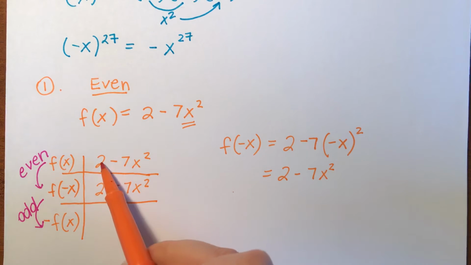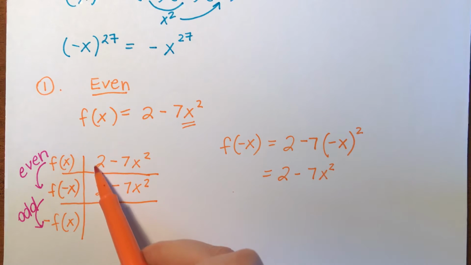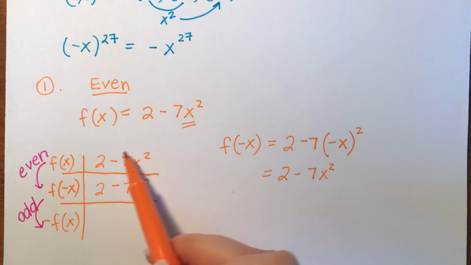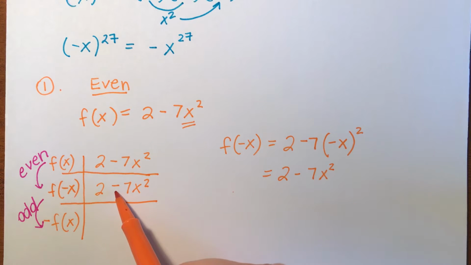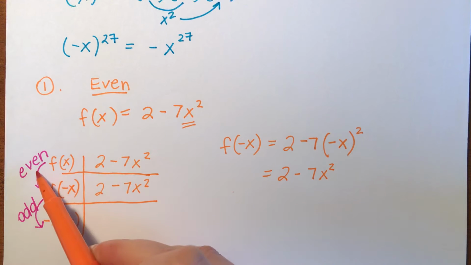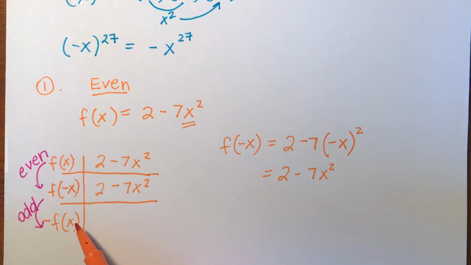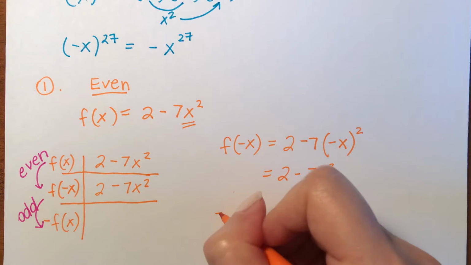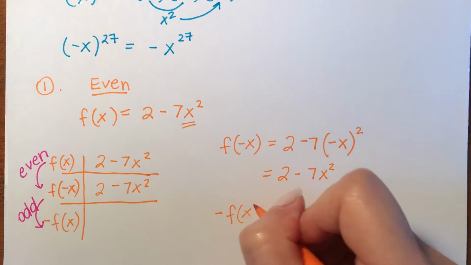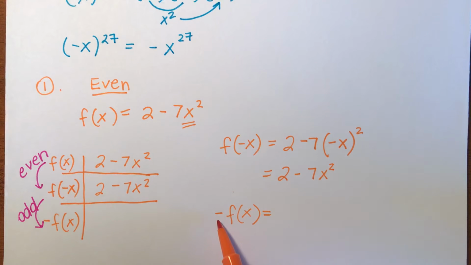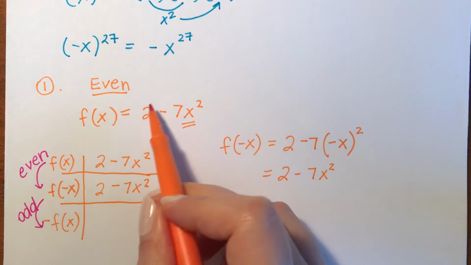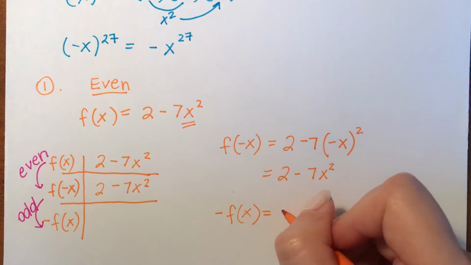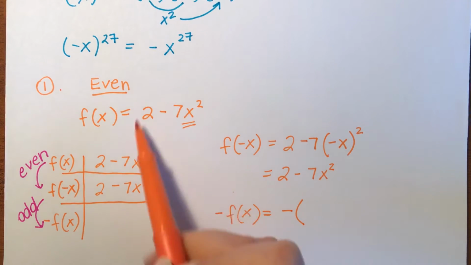Okay, as you can see, my 2 are both the same. The second term, negative 7x squared, is the same in the second row, negative 7x squared. They're both the same, which means this function is an even function. Okay, but just to be sure, I'm also going to double check for the odd function. So now I'm going to have negative f of x, which means I'm going to put negative in front of the whole original function.